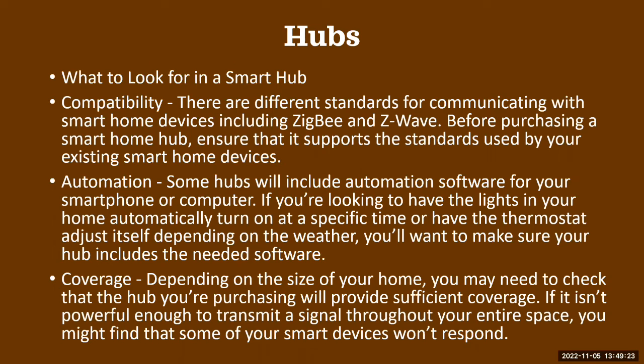Automation. Some hubs will include automation software for your smartphone or computer. If you're looking to have the lights in your home automatically turn on at a specific time or have the thermostat adjust itself depending on the weather, you'll want to make sure your hub includes the needed software.